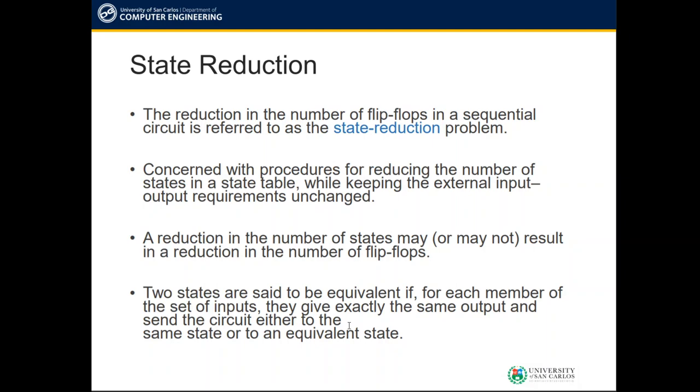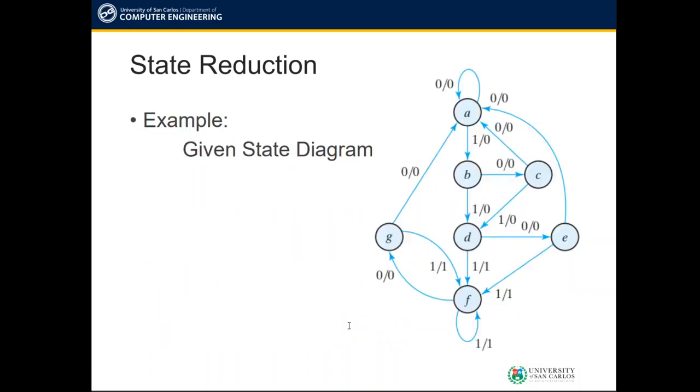To further demonstrate this, here's an example. This is a given state diagram. We have here 7 states, namely state A, B, C, D, E, F, and G, and each has its own directions if the input is 1 or 0, and also its own outputs.